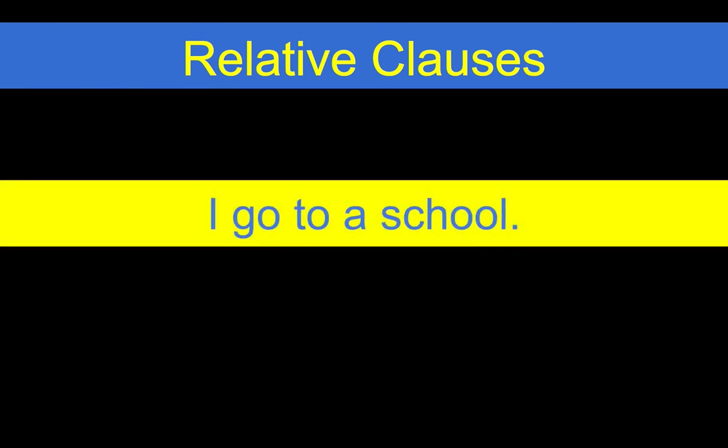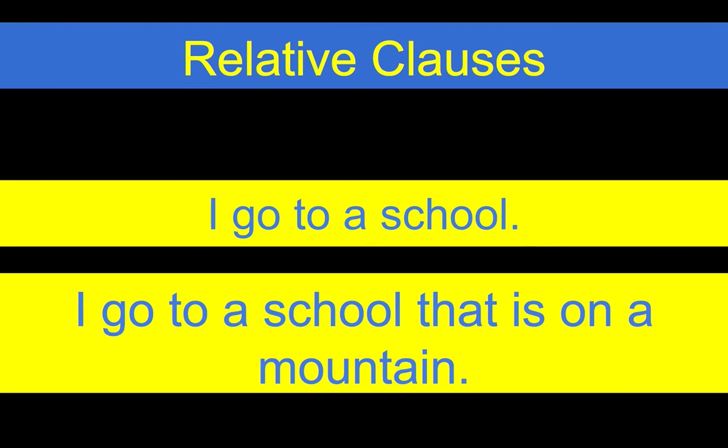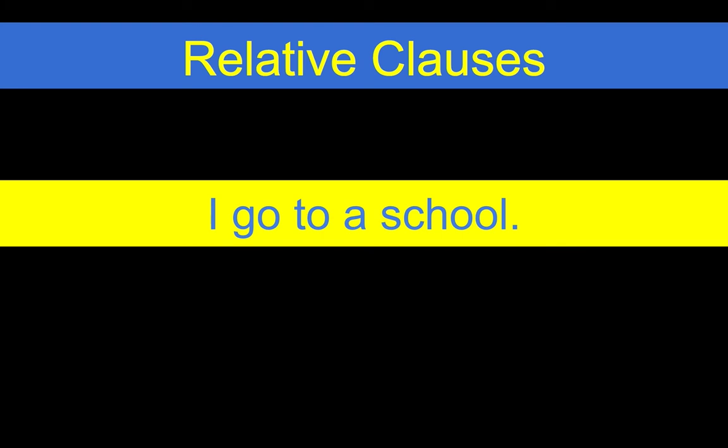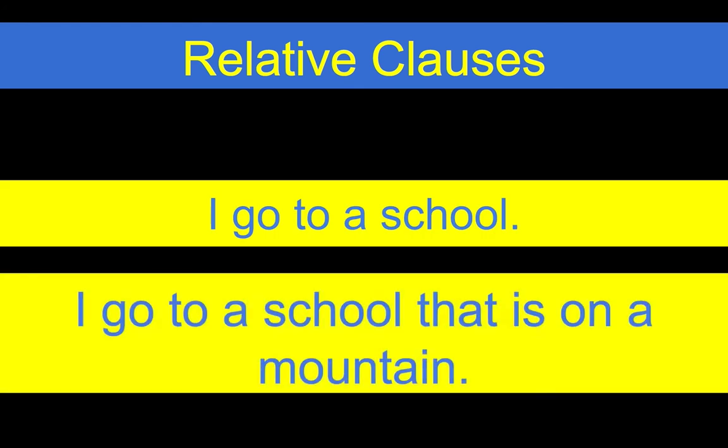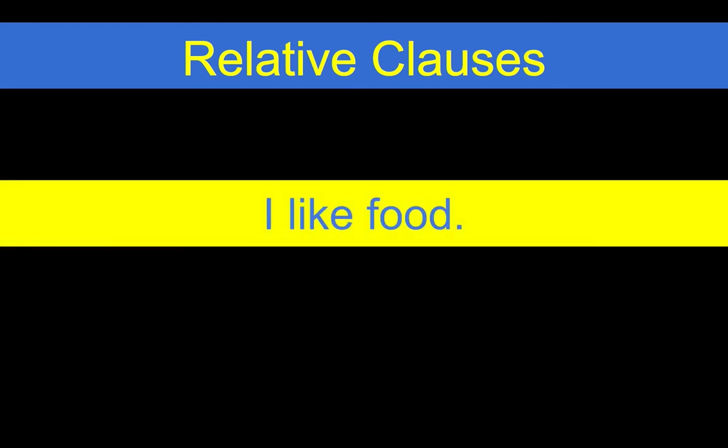I go to a school. Yeah, you go to a school, but what school? Art school? University? High school? What school do you go to? I go to a school that is on a mountain. Yeah, Dongsa University is on a big mountain. So you can say, I go to a school that is on a mountain. In relative clauses, we can say who for people and which or that for things.